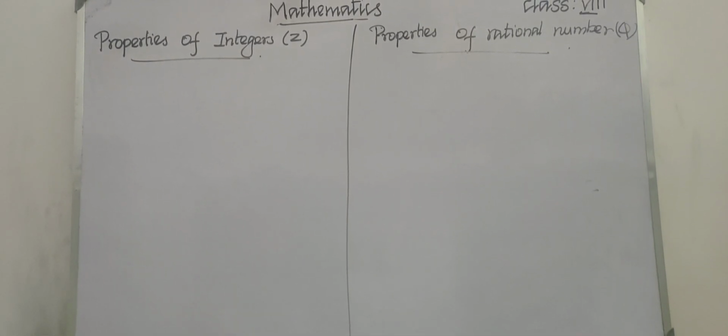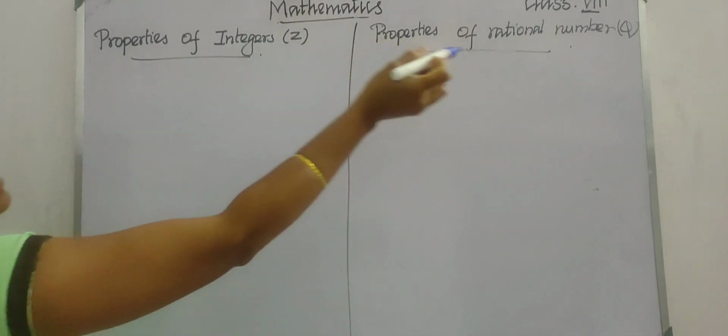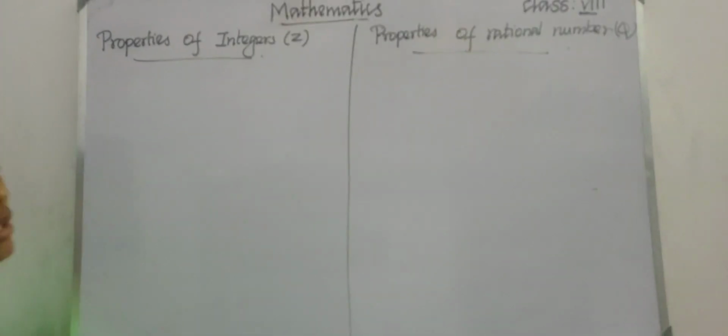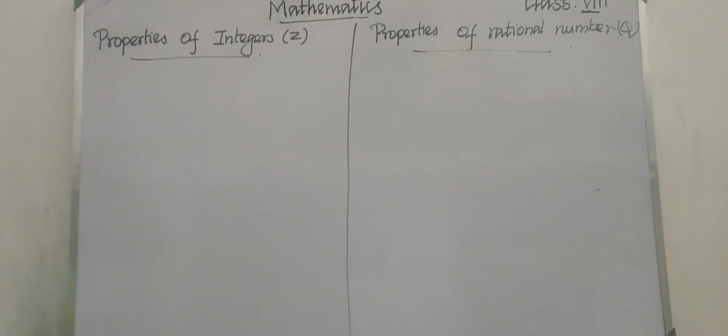Okay children? So you may have learnt about the properties of integers in the smaller classes. So we can recall the integers and let us learn about the properties of rational numbers. Integers, we know, we can denote as Z. We can denote the rational numbers as Q. Okay children? So in the smaller classes we learnt about various properties, that is closure property and commutative property, associative property, distributive property.